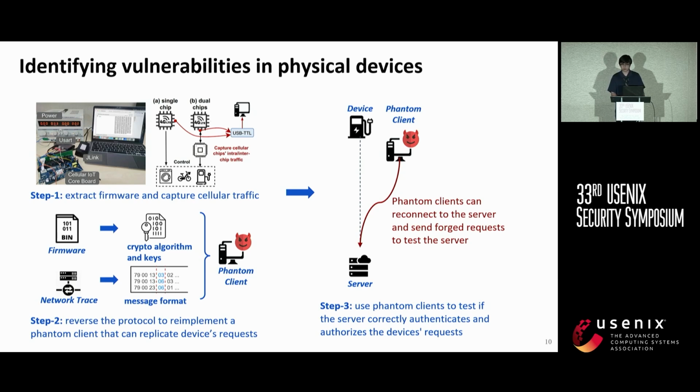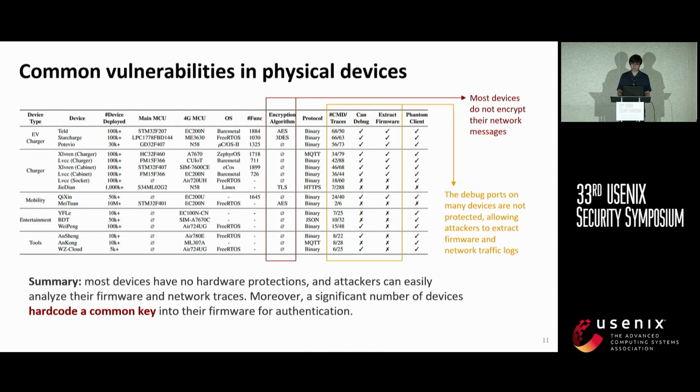Next, we reverse the protocol by analyzing the captured traffic and the encryption key extracted from the firmware for encrypting messages. Finally, we developed phantom clients that replicated original devices and used the same protocol and credentials to reconnect to the servers to perform black box API testing. Note that this approach is accessible to attackers who can illegally obtain rentable IoT devices for analysis.